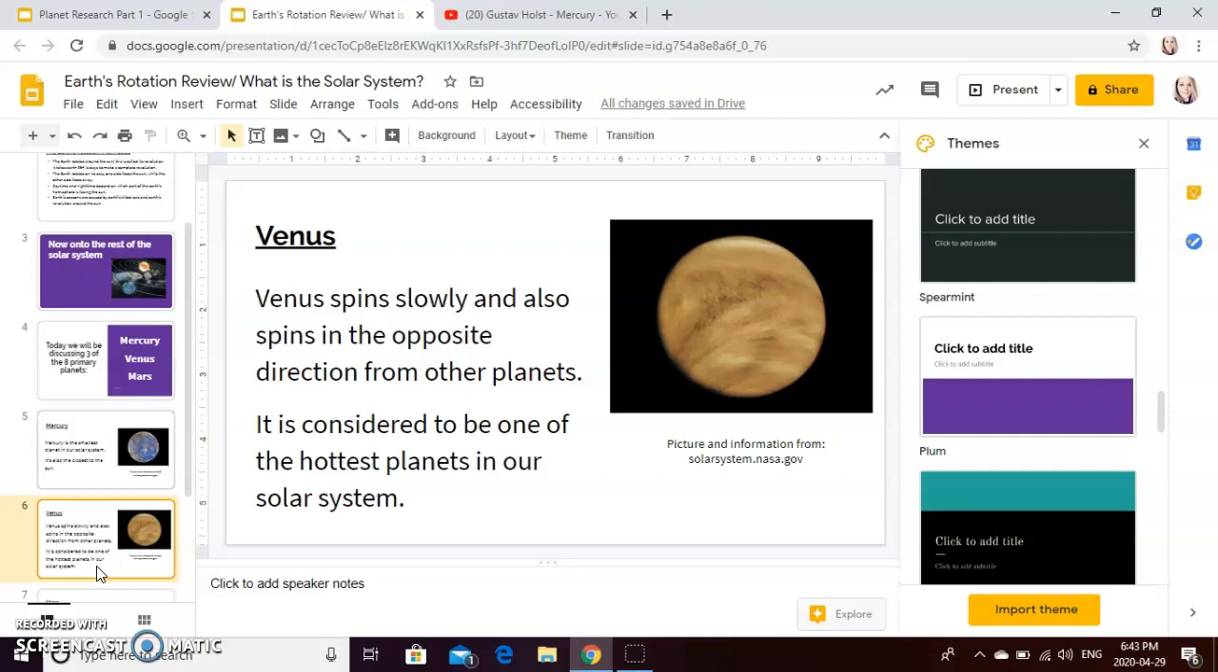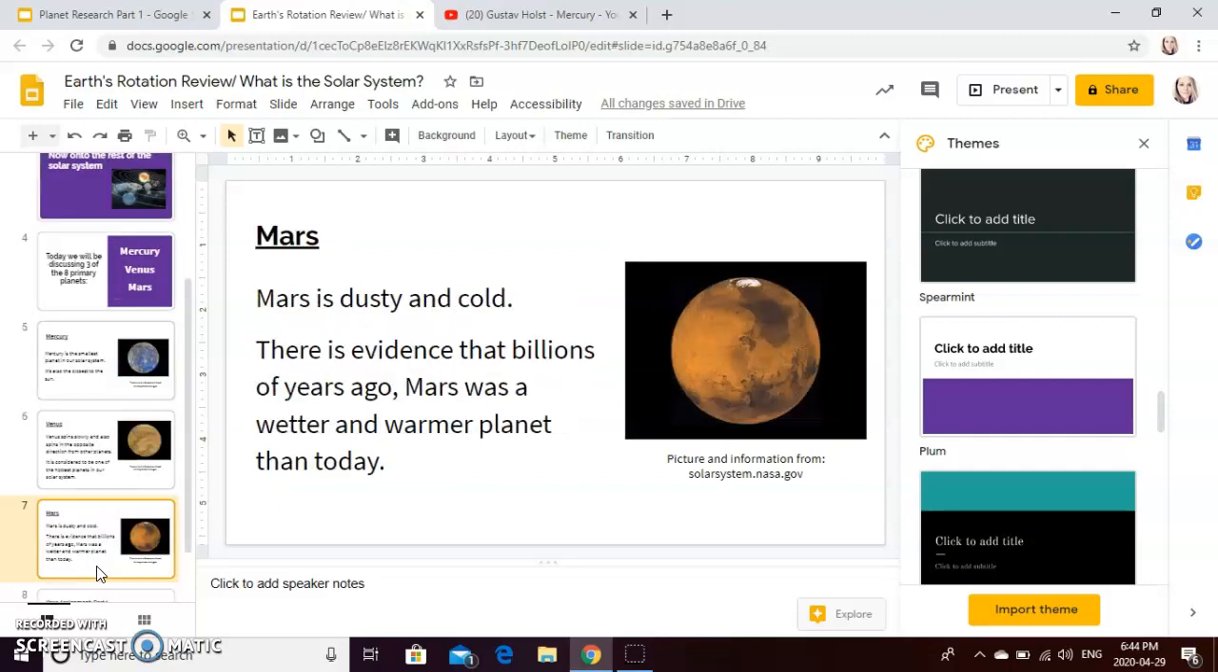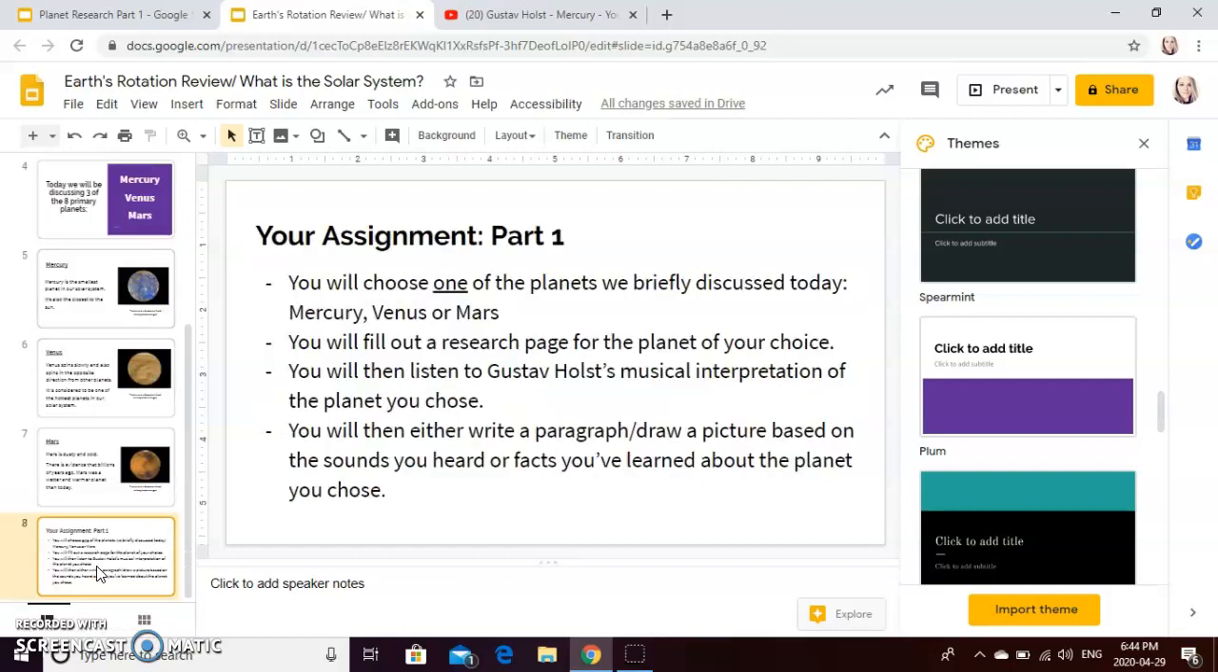Venus spins slowly, and it also spins in the opposite direction from the other planets. Venus is actually considered to be one of the hottest planets in our solar system. Mars is dusty and cold, but there is evidence from billions of years ago that Mars was actually warmer and more wet than it is today.